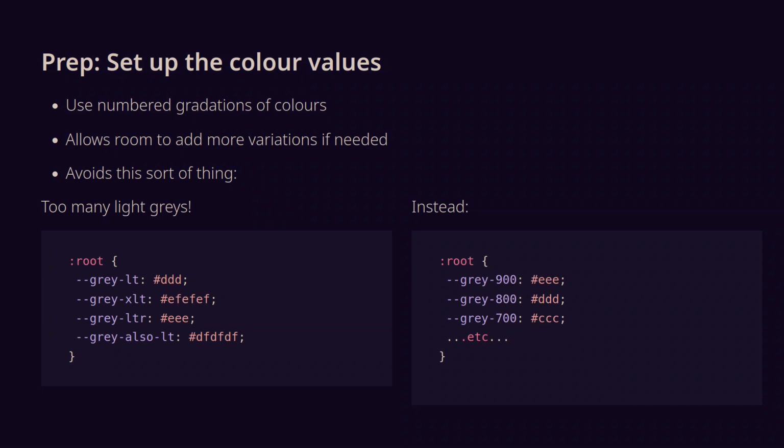So I'm starting to see designers do this a lot more, where you have numbered variations, like a 900, which is really light, an 800, a little bit less light, and so on and so forth. And you might do that for your neutral colors like grays, your primary colors, secondary colors, and then it's a lot easier to pick one that's going to work in different situations, like in dark mode.